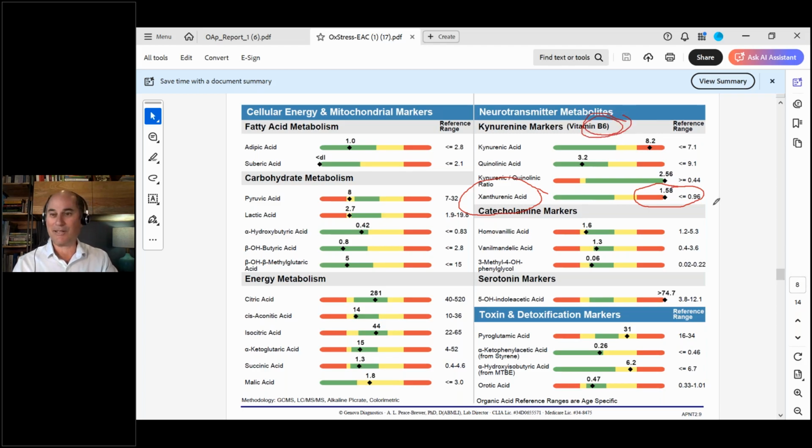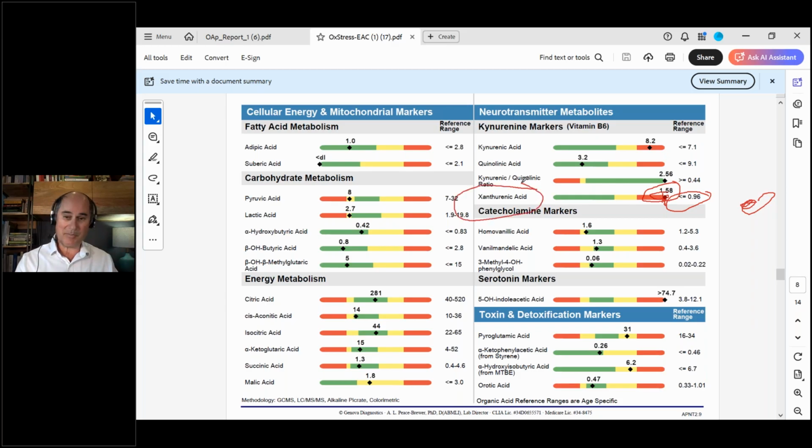And look how high this one is. The upper range is 0.9, and this person's at a 1.5. So this person's literally off the charts. If they were going to graph this accurately, you see that? That's the high end of the reference range there. This dot should be over here. The high end of the reference range is 0.9. It's literally 50% higher than that, okay? So the higher that goes, the more deficient you are in B6.